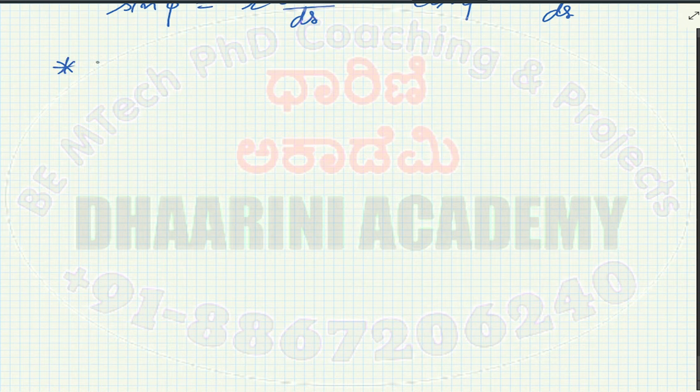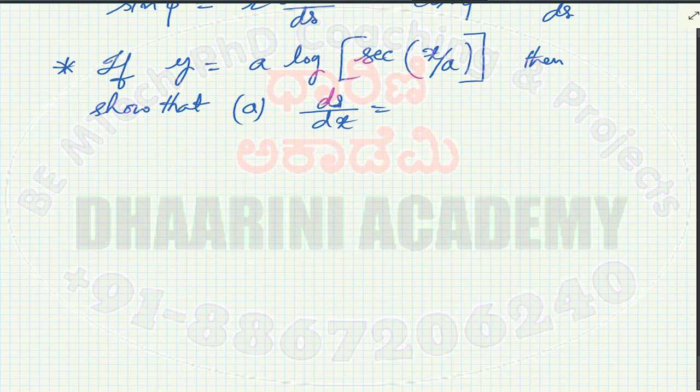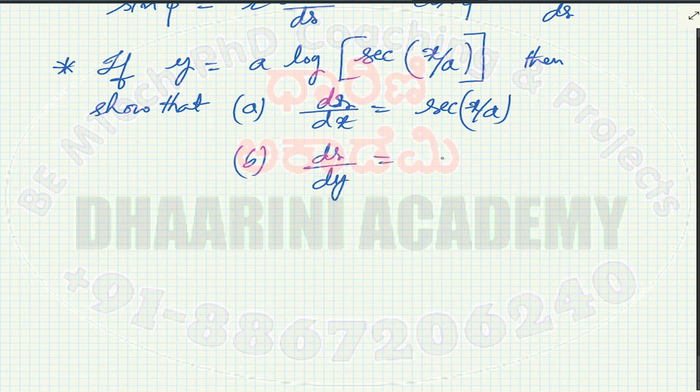This is the question. If y is equal to a times log of secant of x by a, then show that, part a, ds by dx, where s is the arc length, is equal to secant of x by a. Part b, ds by dy is equal to cosecant of x by a. And part c, the angle psi is equal to x by a.